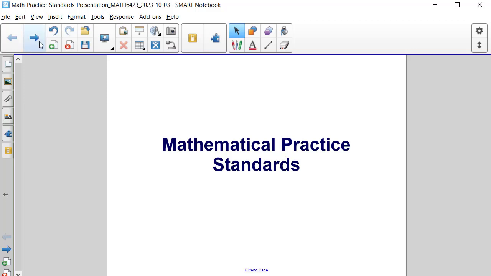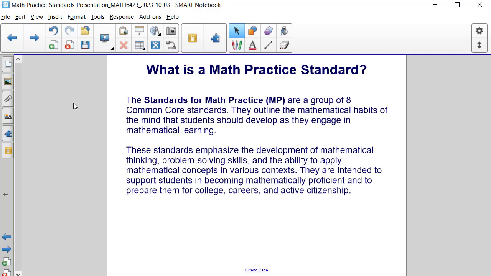Mathematical practice standards. What is a Math Practice Standard? Well, the standards for math practice are a group of 8 Common Core or New Jersey Student Learning Standards for Mathematics. They outline the mathematical habits of the mind that students should develop as they engage in mathematical learning. These standards emphasize the development of mathematical thinking, problem-solving skills, and the ability to apply mathematical concepts in various contexts.